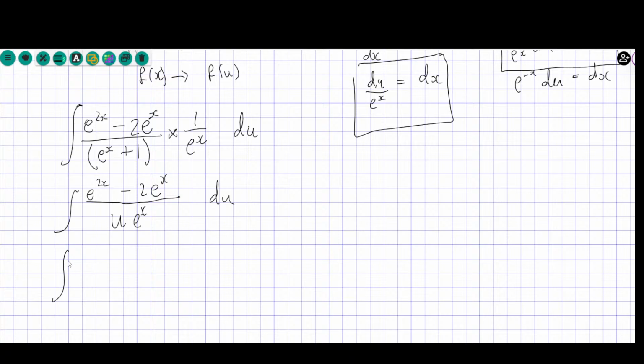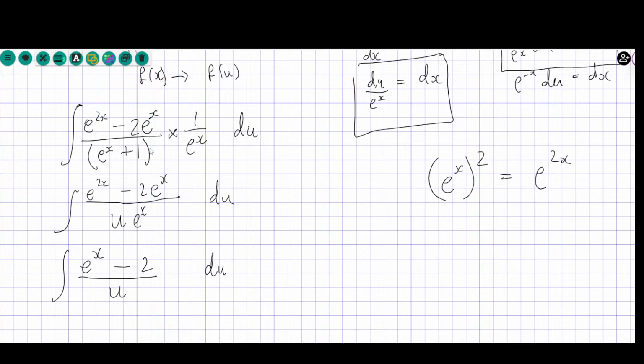So what we end up with is e to the 2x, or you can think about that as e to the x squared, right? So you've got e to the x squared would be e to the 2x, because you would multiply that. So we're just left with one of those rather than squared. Take away 2, and that's now cancelled that bottom one, so we just end up with u on the bottom.